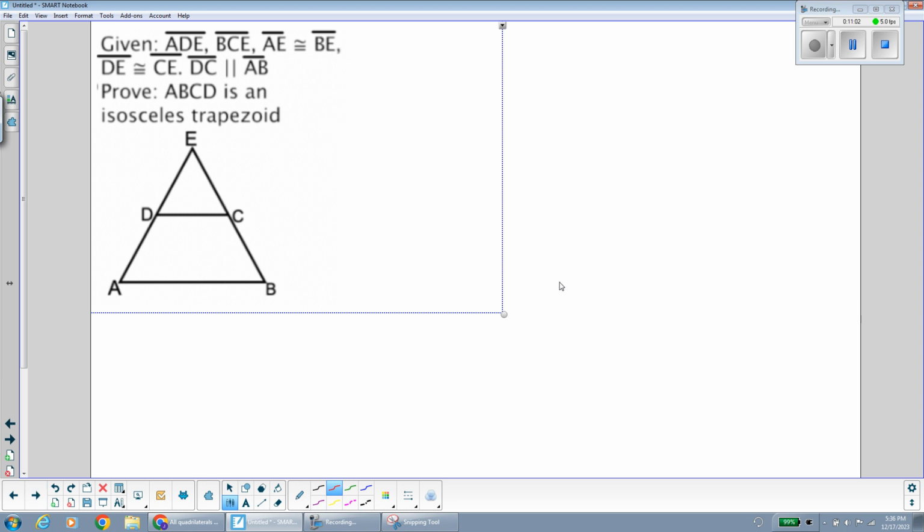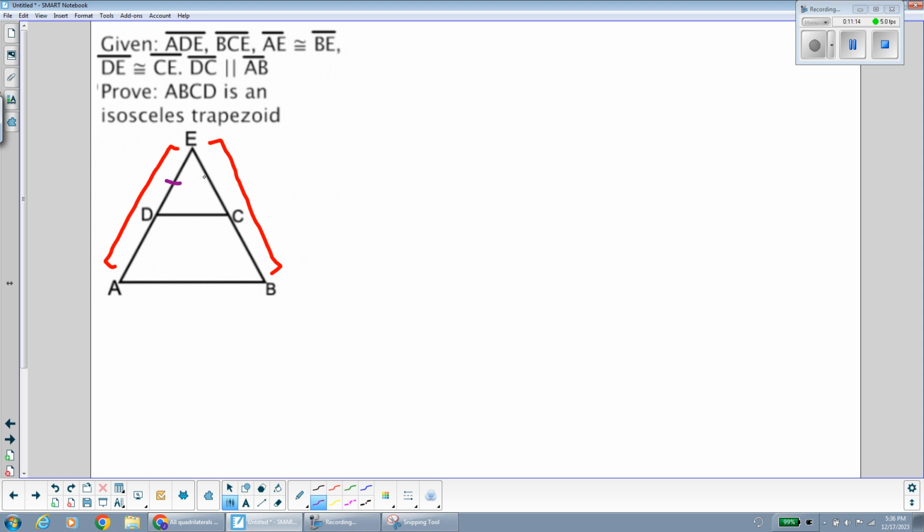Over here, I have another example with trapezoids. So here we're told that AE is congruent to BE, and we're also told that DE is congruent to CE. And finally, they tell us that DC is parallel to AB. And we need to prove that we have an isosceles trapezoid. Remember, before we can have an isosceles trapezoid, we first need to prove that we have a trapezoid to begin with. I can already see that we have a trapezoid because they already gave us that DC was parallel to AB.